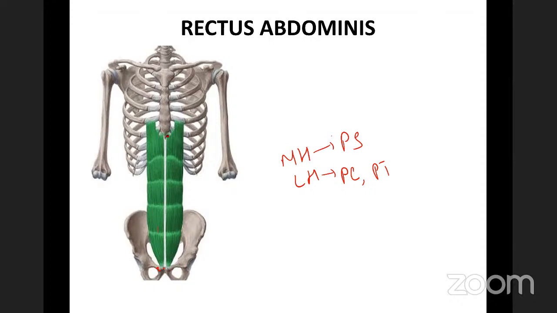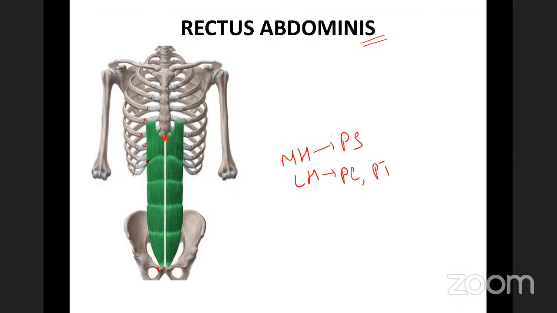These fibers pass upwards and they are attached to the xiphoid process in the midline. The remaining fibers are attached to the fifth, sixth and the seventh costal cartilage. So this is the attachment of the rectus abdominis muscle.